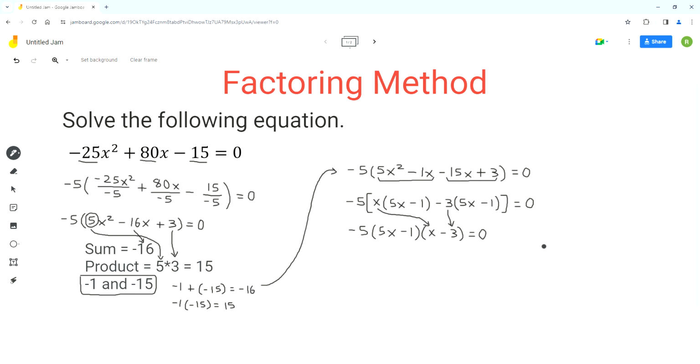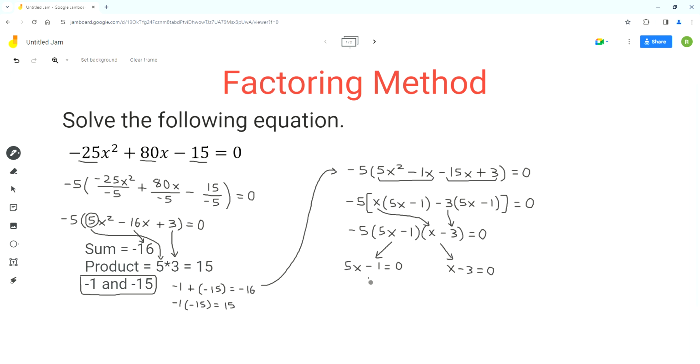Now we have to solve this equation. So we get two cases. Negative 5 is just a number, so we ignore that. We just focus on these two factors and write out our two cases. The first case is 5x minus 1 is equal to 0. And the other case is x minus 3 equals 0. Now we have to isolate x in these two equations.